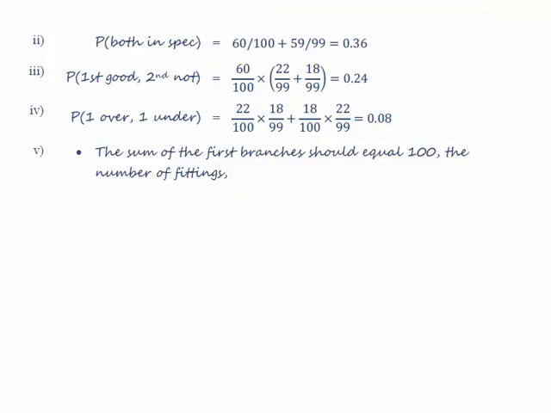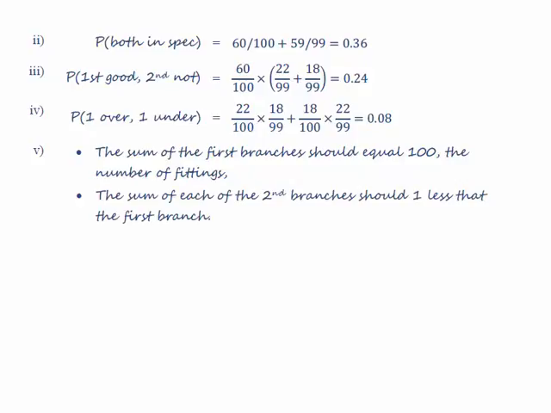So the sum of the first branches must be 100, the number in the box. The sum of the second branches must each add up to 99, which is 1 less than the number in the box. And the final probabilities should all add up to 1.